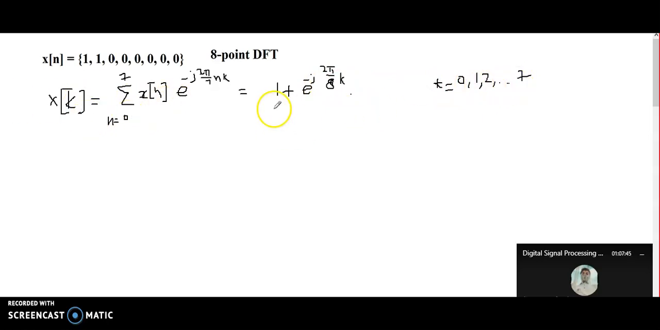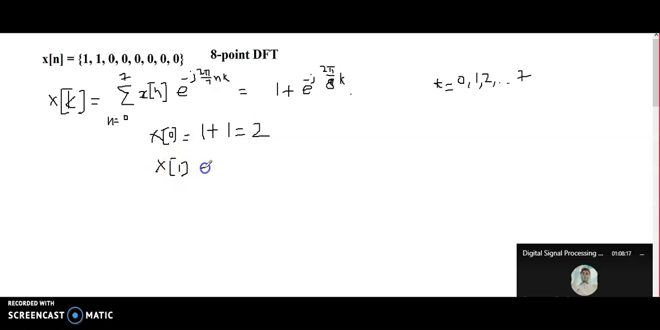So one way is to find out all the 8 values. So let us first find out x0. x0 क्या होगा? इधर 0 रख दिया, so 1 plus 1 will be कितना हो जाएगा? 2.